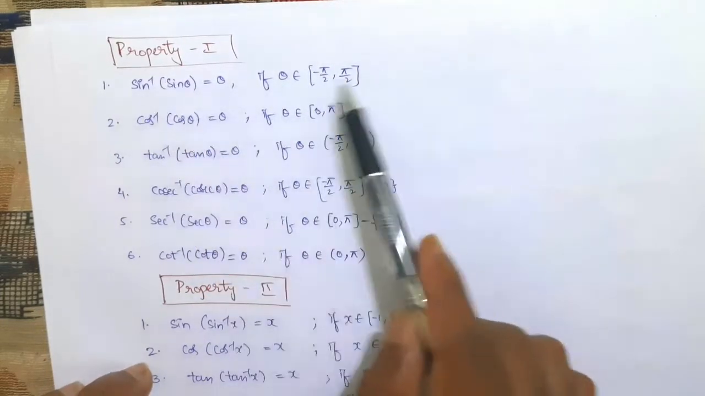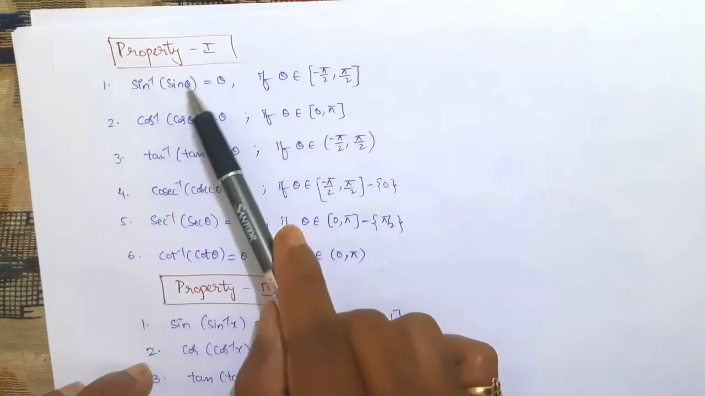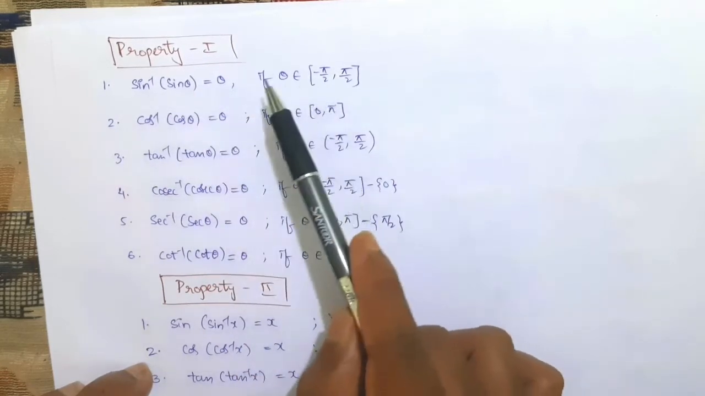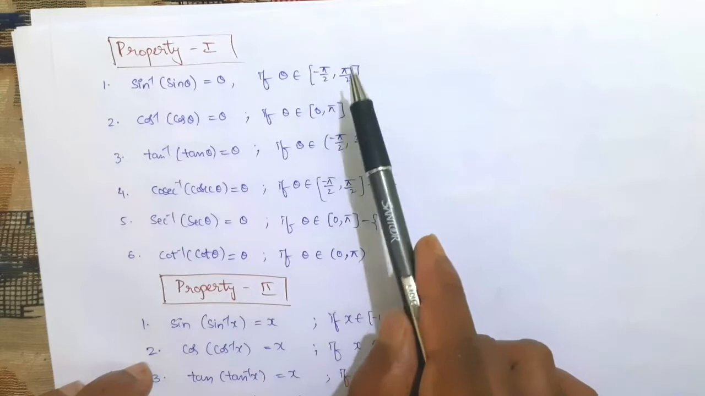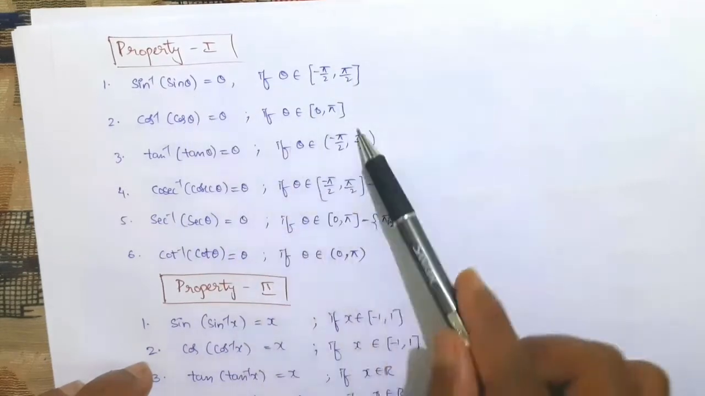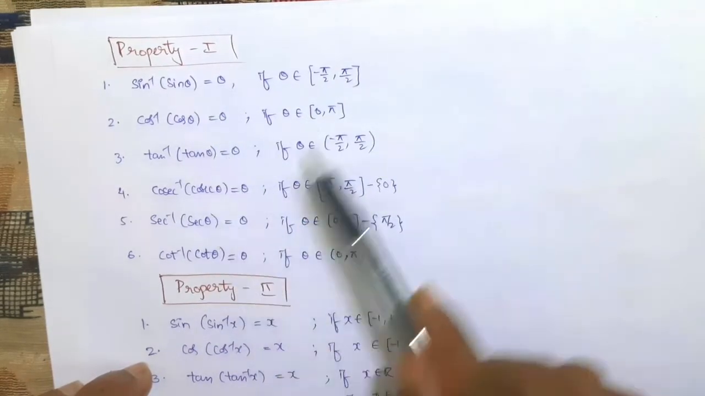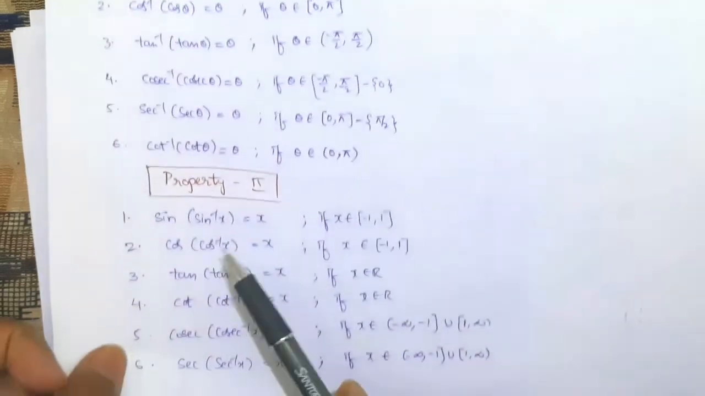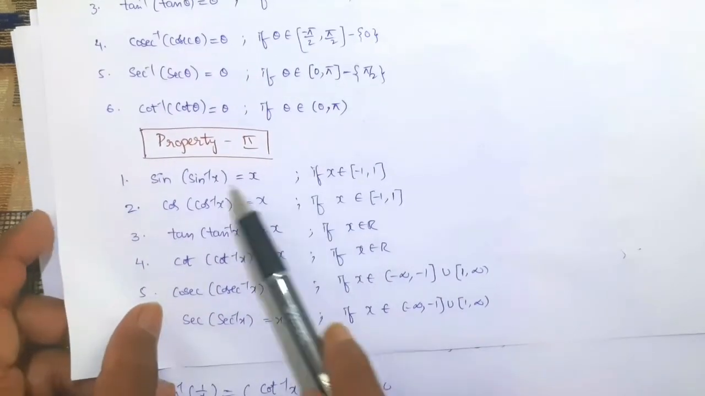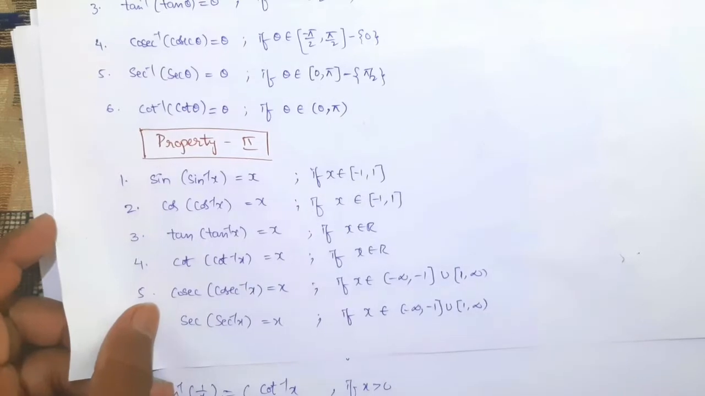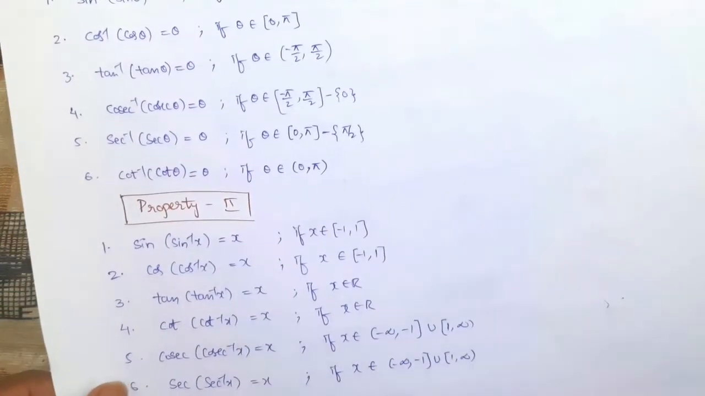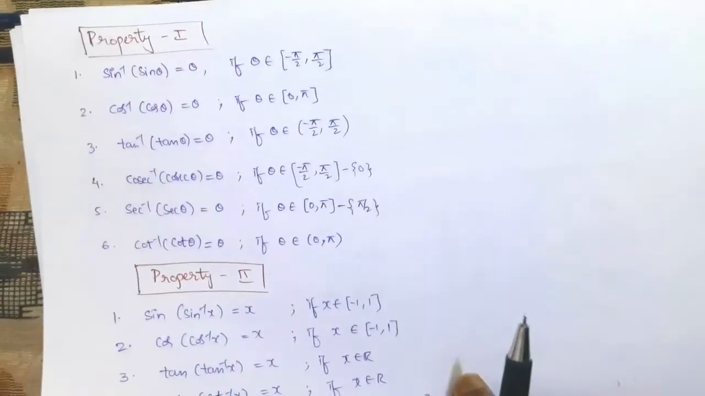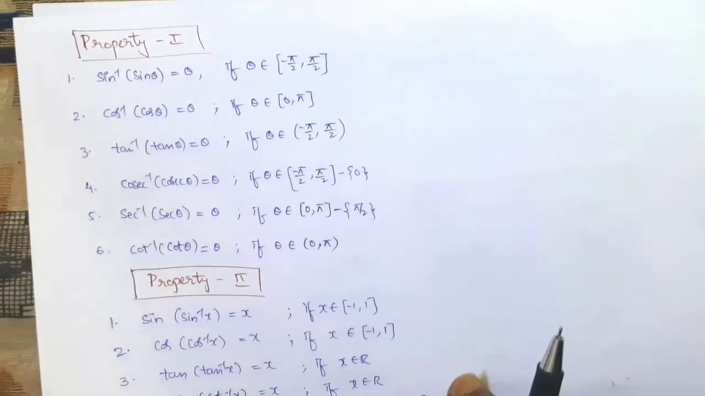Otherwise, simply remember for sine inverse, the range is minus pi by 2 comma pi by 2, and that will be the domain of sine theta. So like this, you need to remember the domains of sine theta and cos theta. In this condition, you need to remember the domains of the inverse trigonometric functions. In these cases only you need to write it as x. This is about property 1 and property 2.